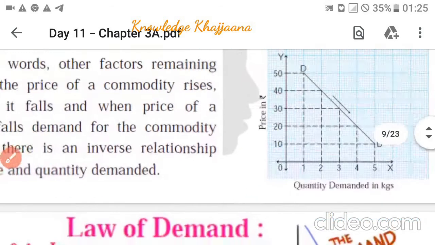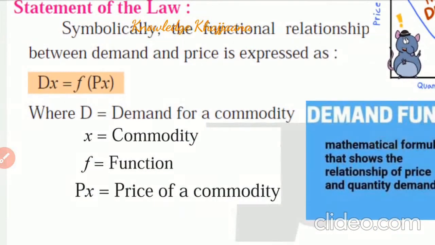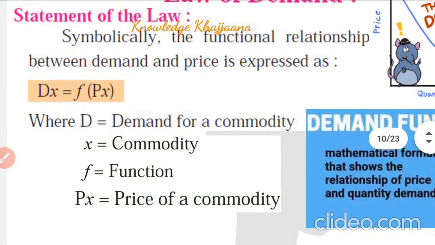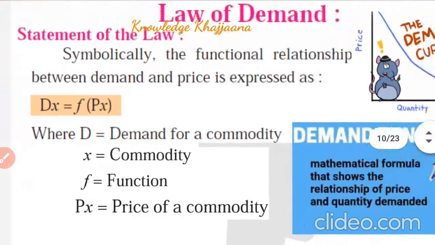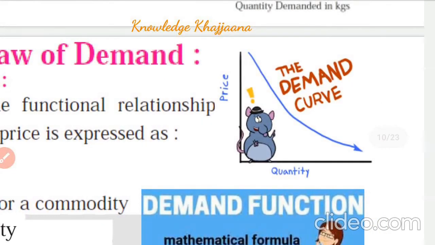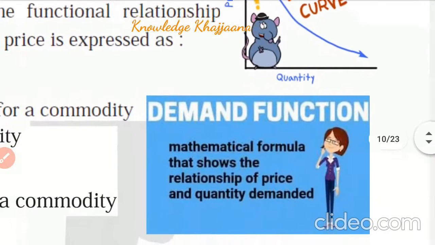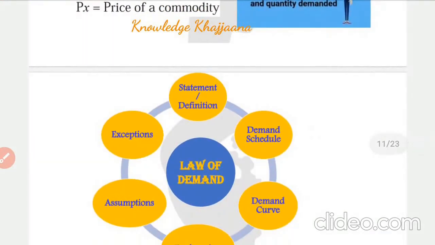Now, what we are learning today? It was symbolically explained that price and quantity demanded are inversely proportional to each other. That is, demand function Dx is equal to function of price of x, where x is the commodity. The demand curve is sloping down from left to right. This demand function we have also seen. Now we are learning exceptions to the law of demand.